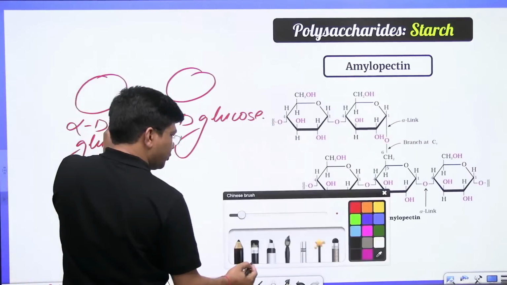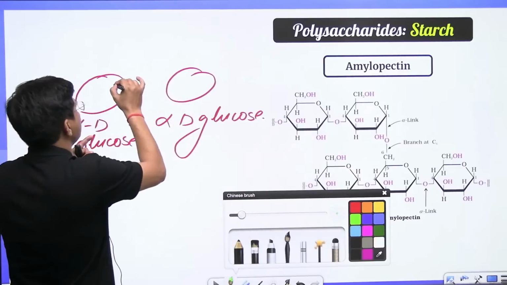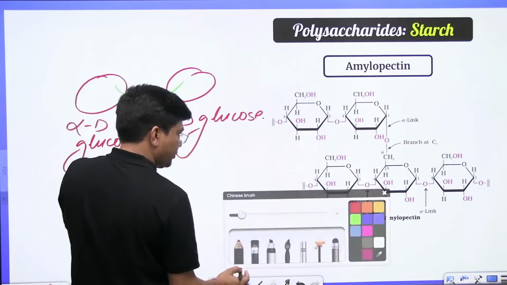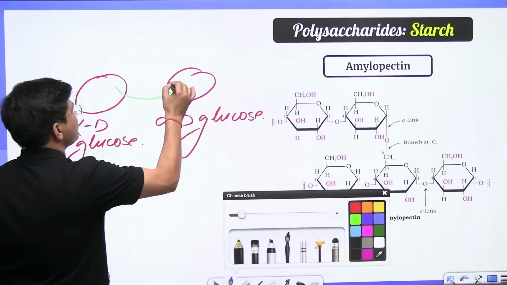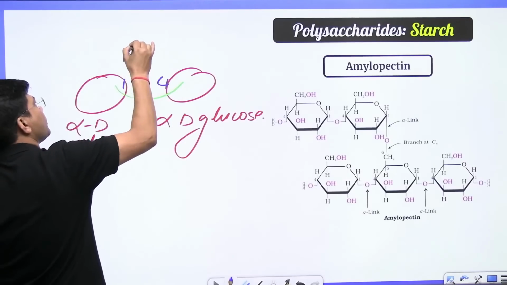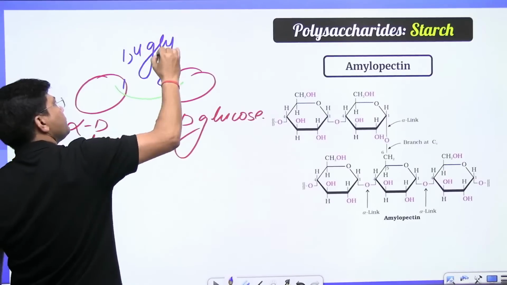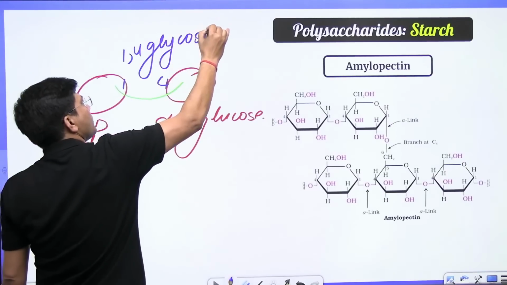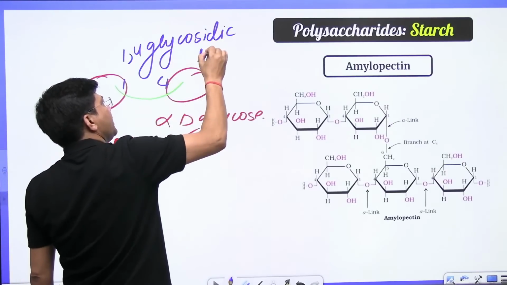Now, they are joined together like this. This is the fourth carbon and this is the first carbon. We'll say 1,4-glycosidic linkage. Is it clear?